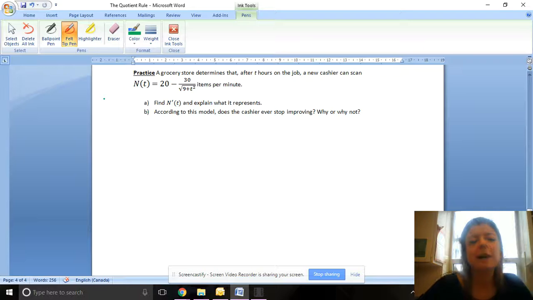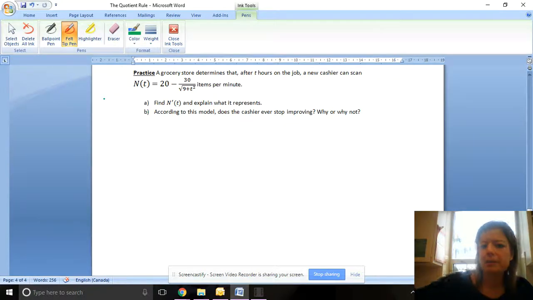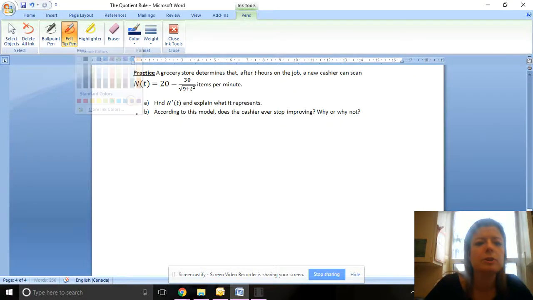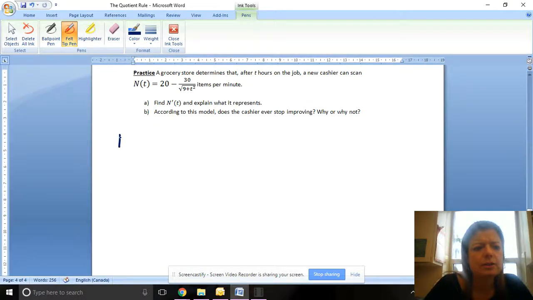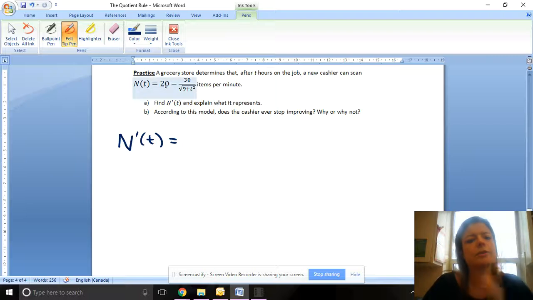So it says find the derivative and explain what it means. Let's go and actually find the derivative first, and then we'll talk about what it means. So n prime at t. We think about this as something plus something. The derivative of 20 is just 0, so we can write it as 0. But then we have to go through and actually take the derivative of this second part.